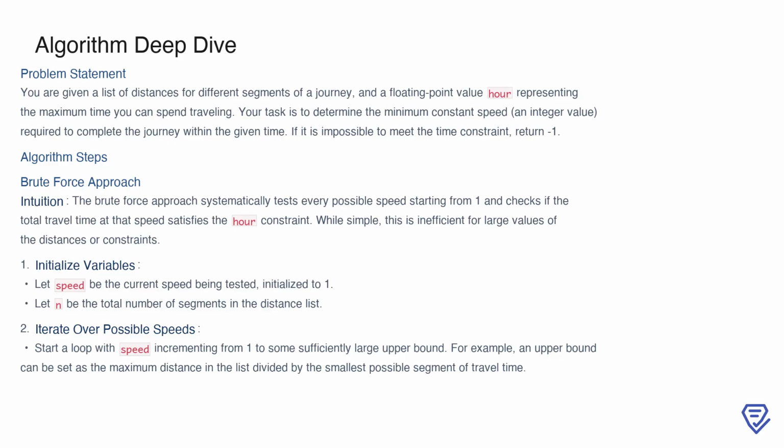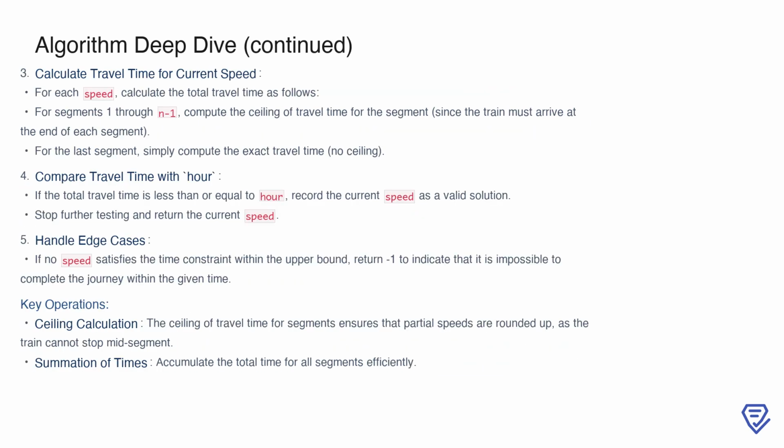To implement this, we initialize the speed variable at 1 and determine the total number of segments, n, from the distance list. Then, we iterate over possible speeds, incrementing from 1 up to a sufficiently large upper bound, which can be calculated based on the maximum distance and the smallest possible segment of travel time. This sets the stage for evaluating whether each speed meets the time constraint. At each speed, we calculate the total travel time for the journey. For the first n-1 segments, the train must complete each segment entirely before moving to the next, so we calculate the ceiling of the travel time for these segments.